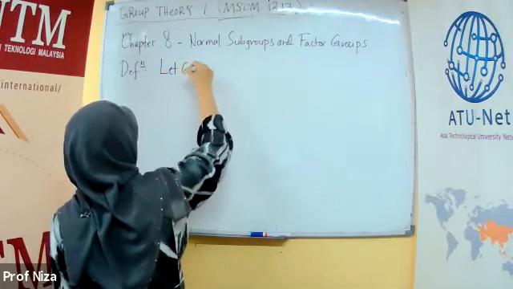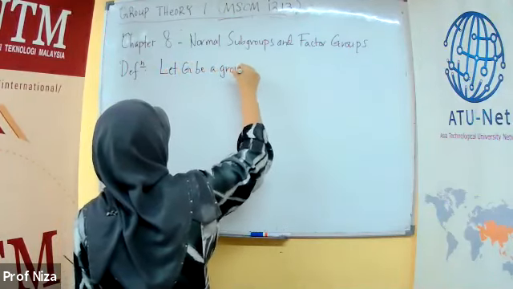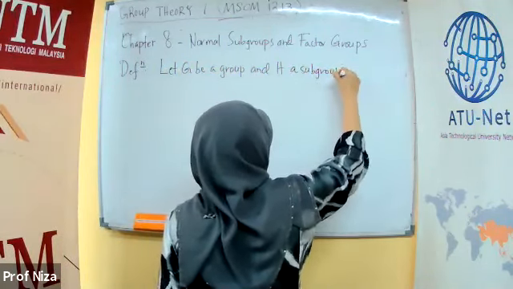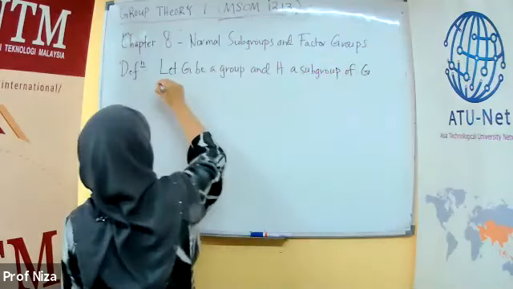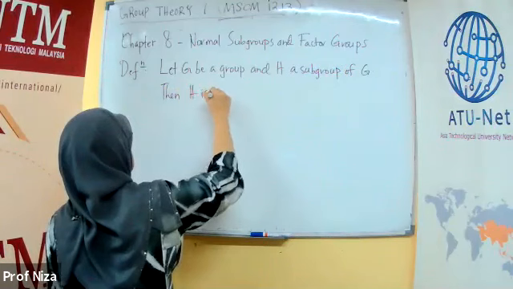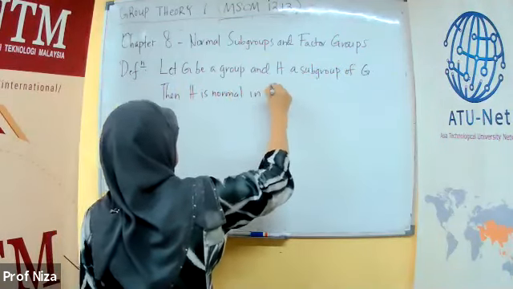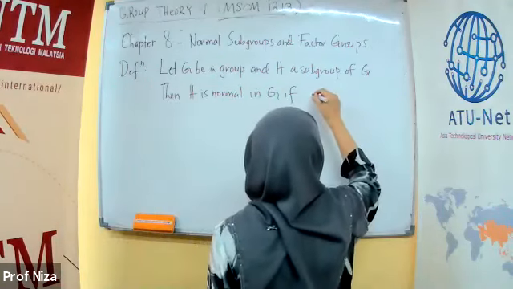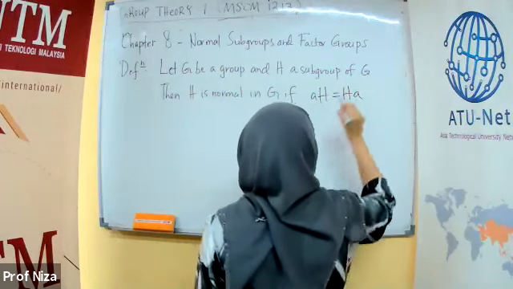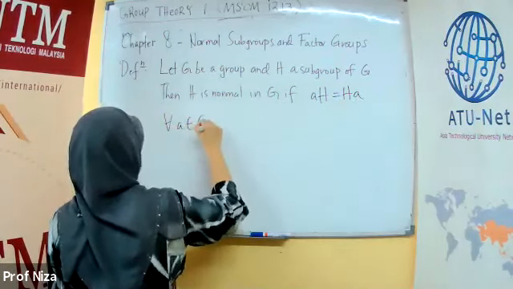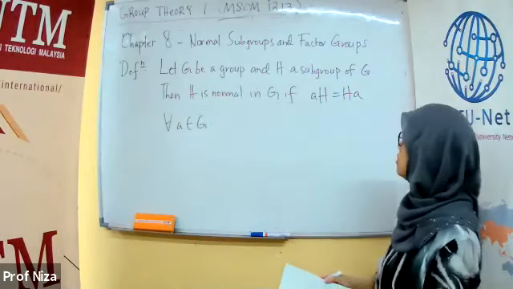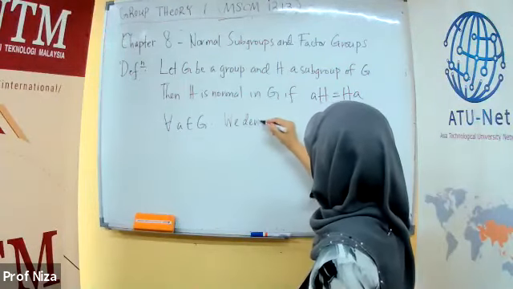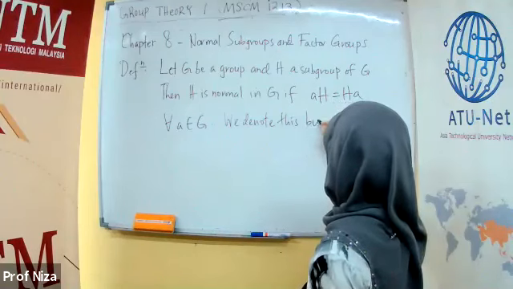Let G be a group and H a subgroup of G. Then H is normal in G if aH is Ha for all a in G. Okay, we denote this by H.